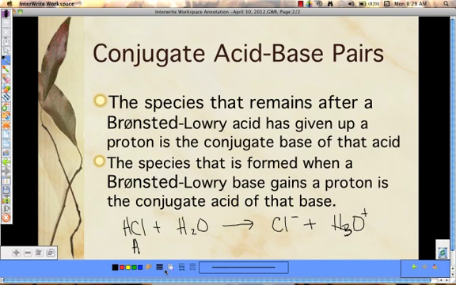So which one's our conjugate base? You look at your acid, and after it donates its proton, what form does it take? Cl minus. So this is our conjugate base. And after the base has accepted its proton, it is now hydronium, so this is our conjugate acid. So that's how they're paired. So we have 2 pairs in each reaction.